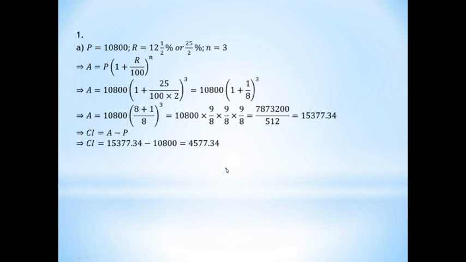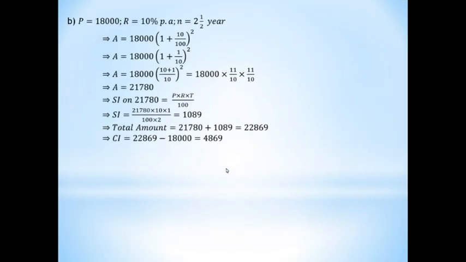Then we'll go to the next question. Question number 1b. Here we have principal 18,000. Then rate is 10% PA. N is equal to 2.5 years. It is difficult to calculate 2.5 when it is noted as a power or exponent in the mathematics value. For you, we will do it like this. We'll take 2 separately and half year separately.